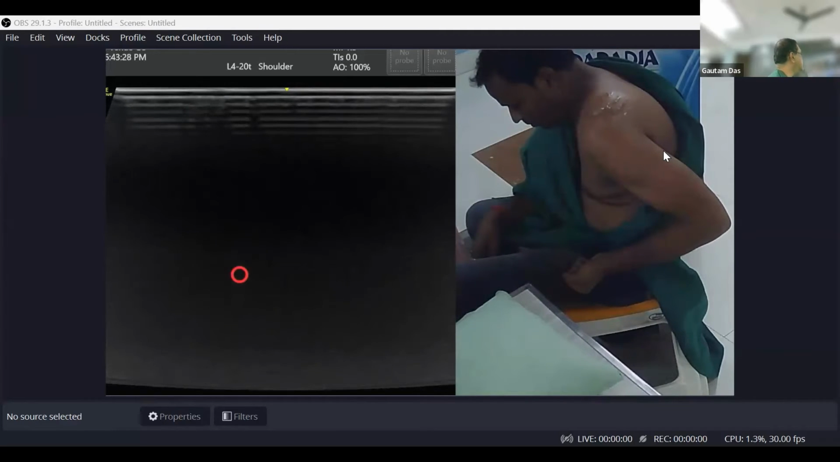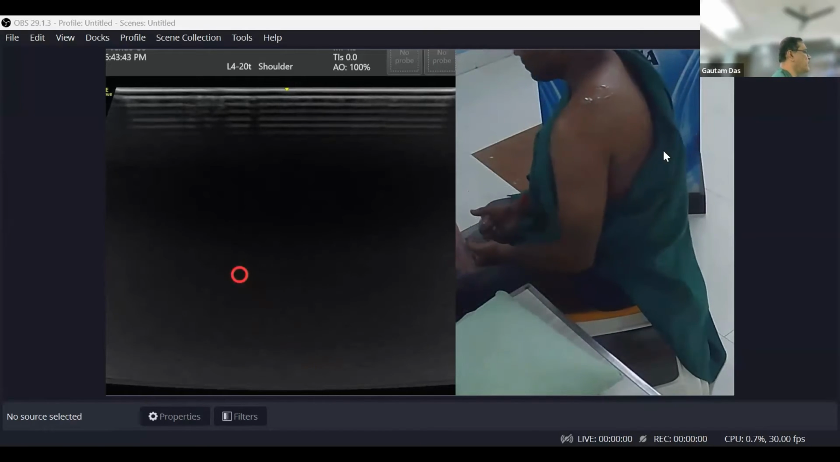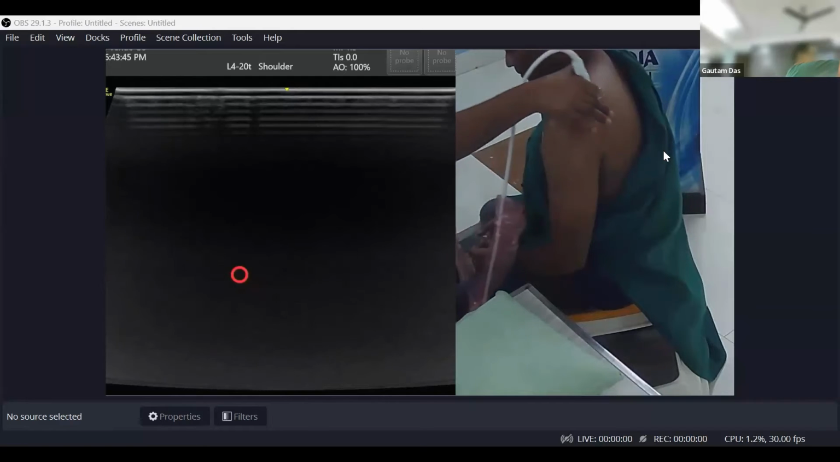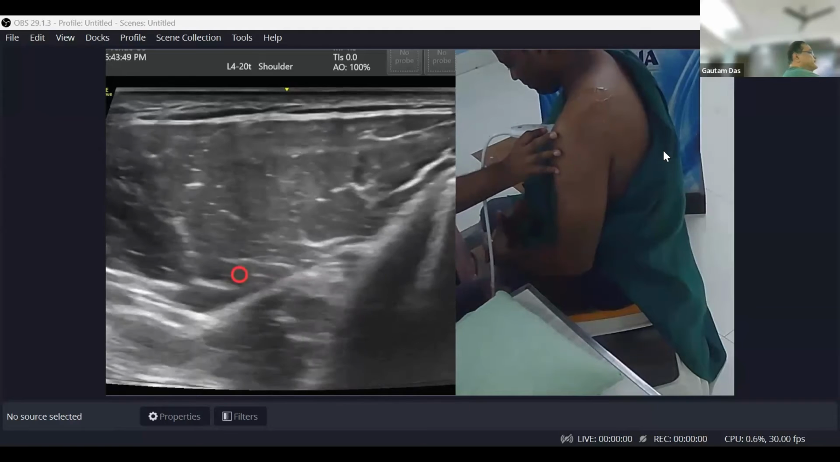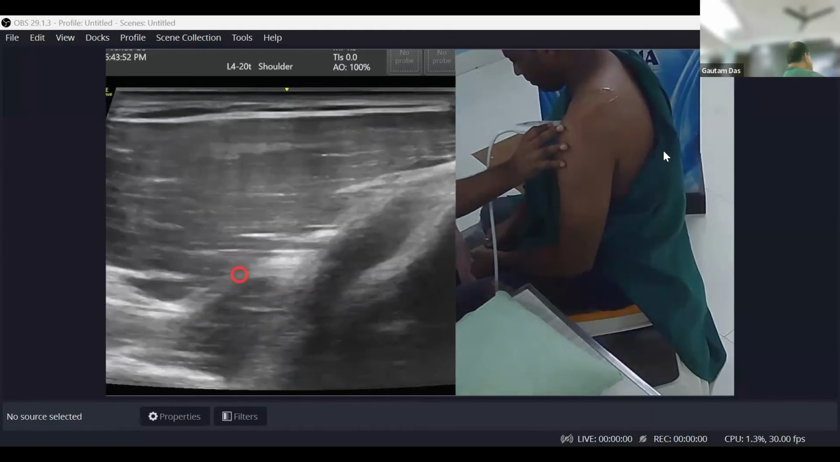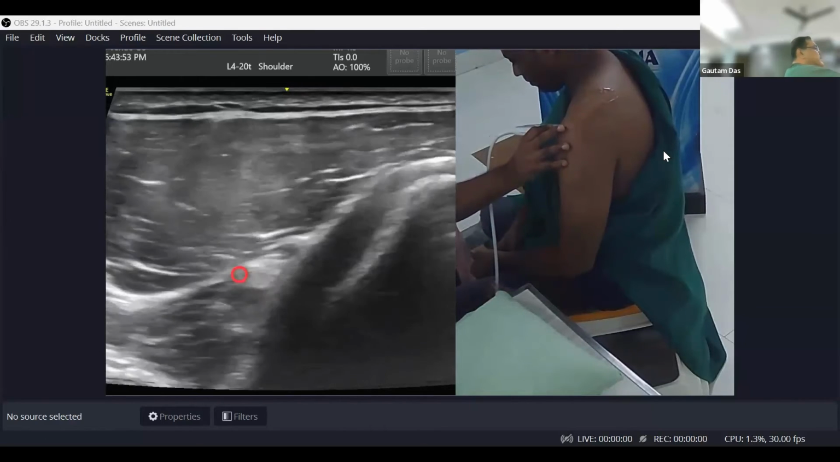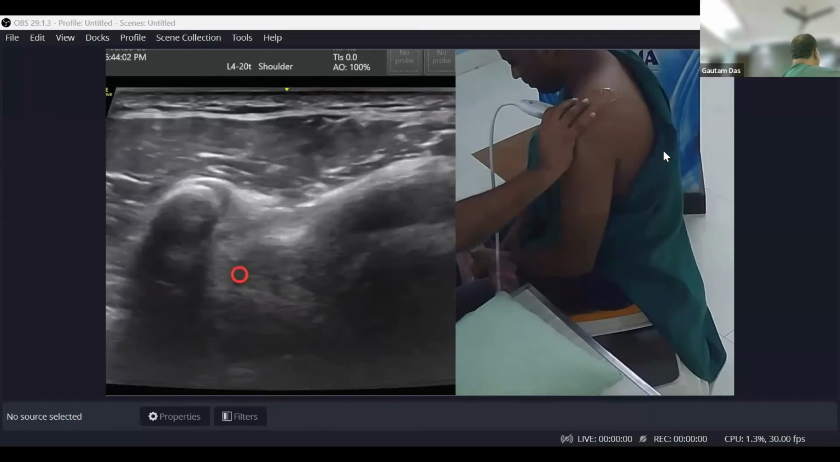There are three tendons we should look at: the long head of the biceps, medial to that is the subscapularis, and lateral to that is the supraspinatus. Now, two impingements are common here. One is subcoracoid impingement. Below the coracoid, the tendon passing is the subscapularis. If I am holding the probe like this, this was your coracoid and this was your subscapularis.